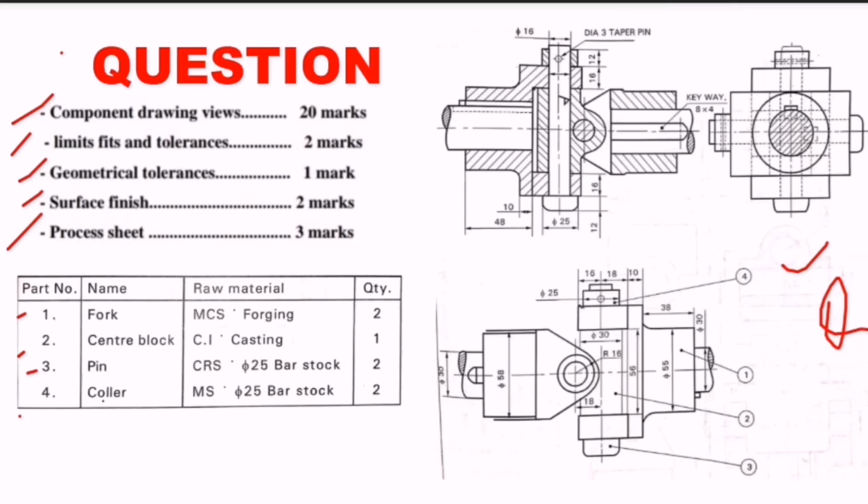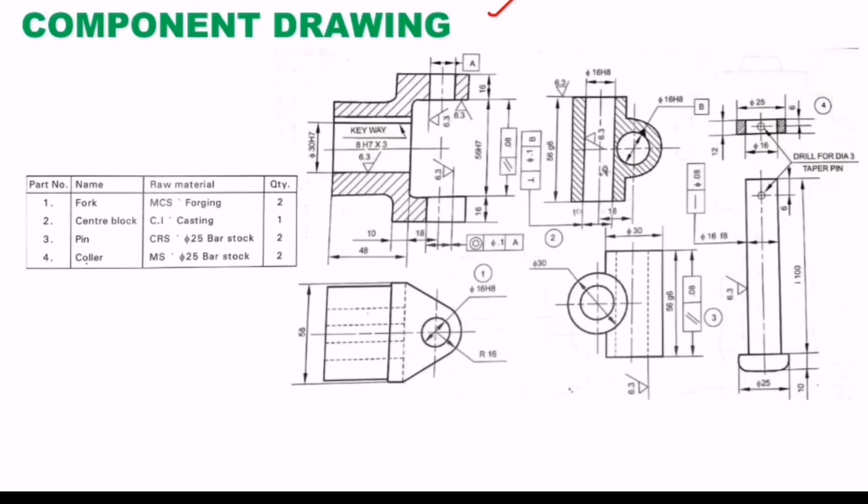So our task is that we need to understand this assembled figure and how many parts are there. This is a fork, this is a shaft, this is a center block. So like this we need to understand the number of parts and disassemble this figure into individual parts. That is our first task, component drawing views. So the first answer is component drawing, meaning dividing the assembled figure of the question into individual parts.